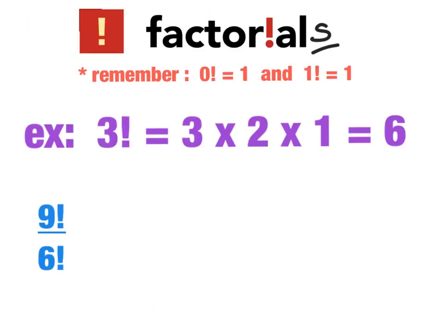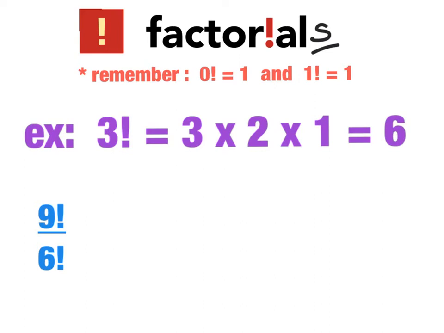Before we move on to the next thing, I want to make sure that I mention factorials. These show up in series and sequences often. Remember that a factorial is expressed by this exclamation point, and also 0 factorial is 1, and 1 factorial is also 1. The best way to jog your memory is probably with this example. 3 factorial just means 3 times 2 times 1 equals 6.